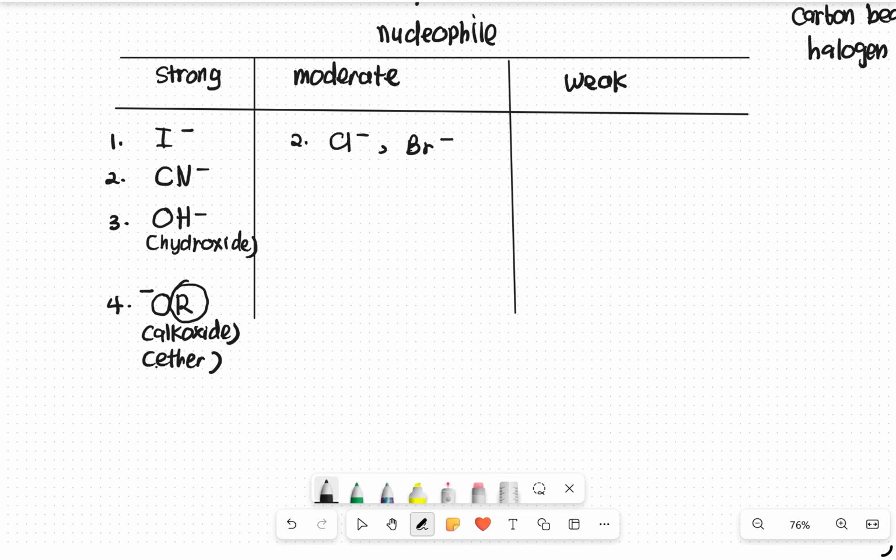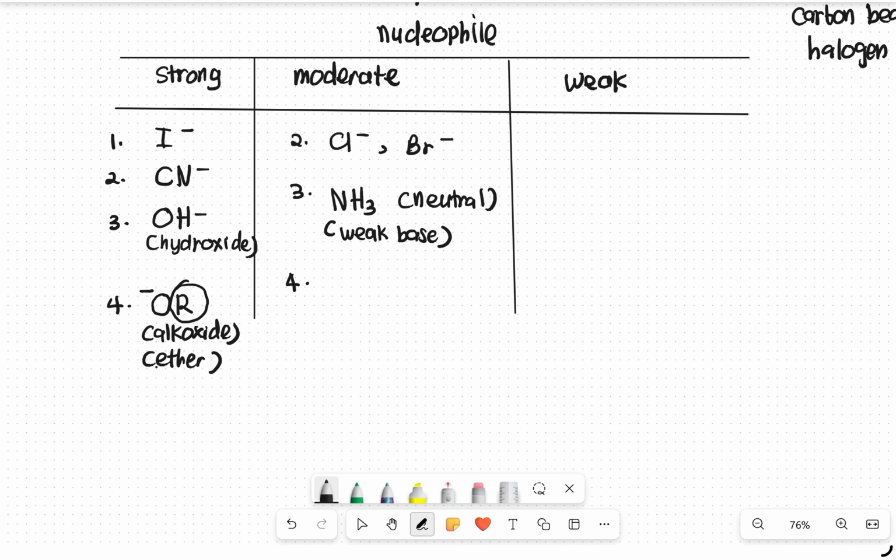Okay, and then ammonia, NH3. Look at this ammonia. There's no charge, so that means this is neutral. This is a weak base. So you have to know whether it is under base or not.